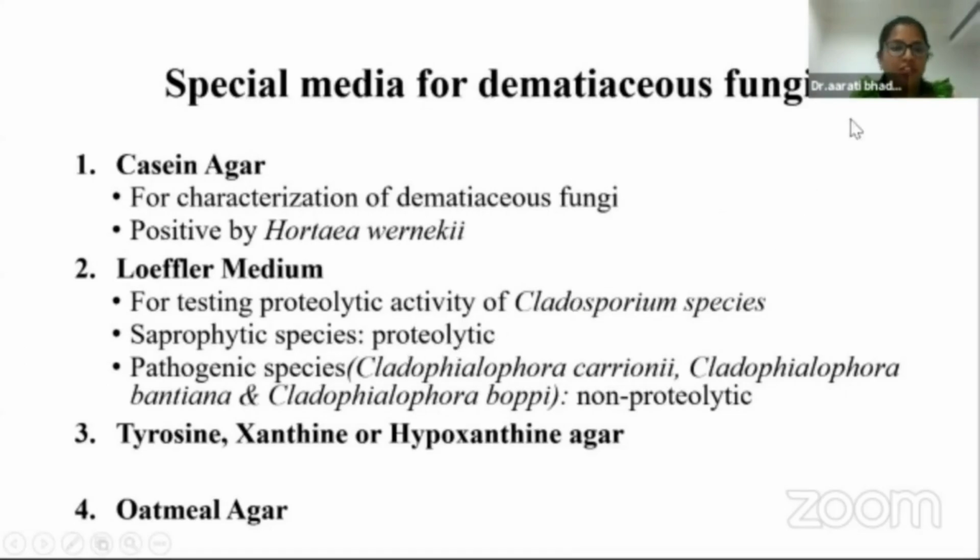Now, special media for dematiaceous fungi. There are four: casein agar, Lophophora medium, tyrosine, xanthine or hypoxanthine agar, and oatmeal agar. Casein agar is used for characterization of dematiaceous fungi. Lophophora medium is used for testing proteolytic activity of Cladosporium species, but some saprophytic species can also give the proteolytic reaction, and some pathogenic species are non-proteolytic. So this is a little bit non-specific.